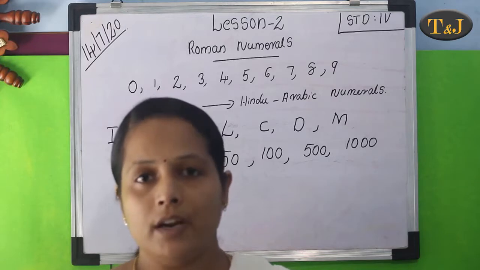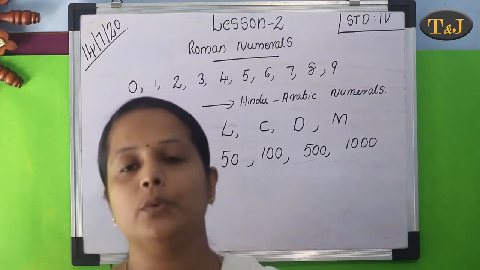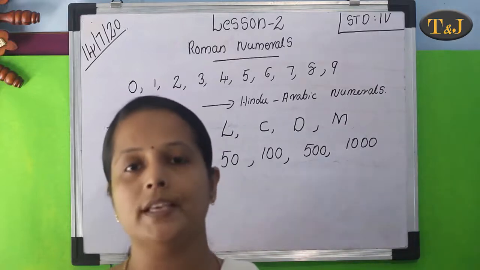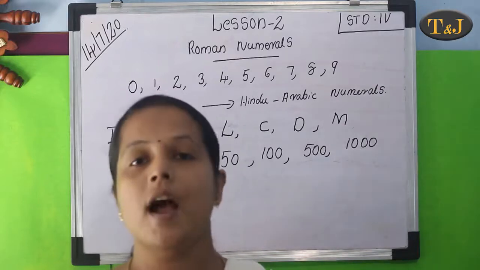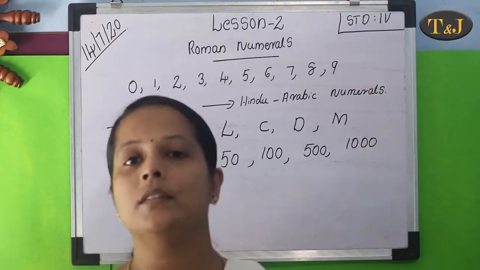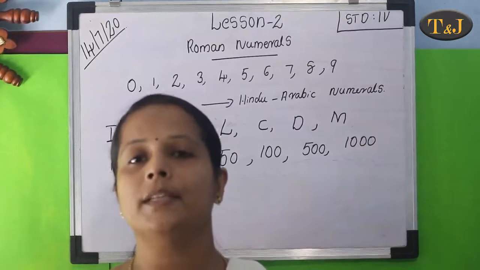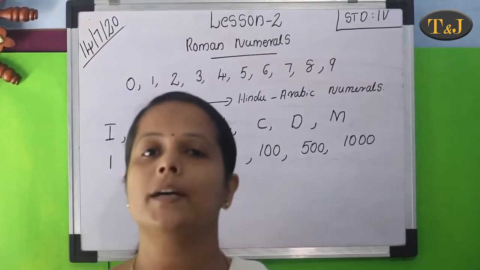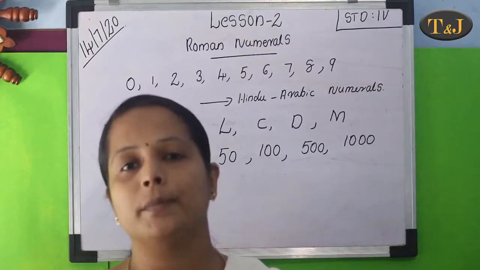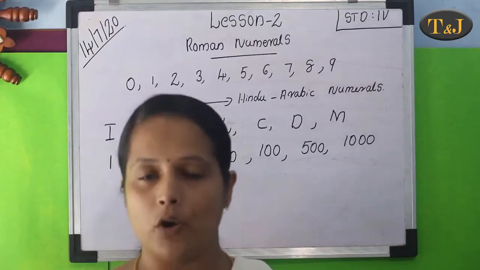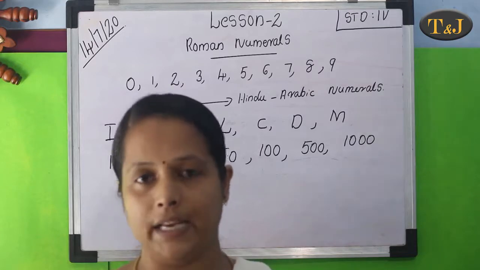Next we want the Hindu Arabic numeral representation of these Roman numerals: I for the number 1, V for 5, X for 10, L for 50, C for 100, D for 500 and M for 1000. All of you study this table very clearly.